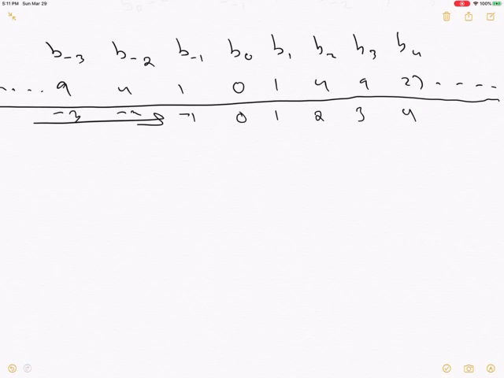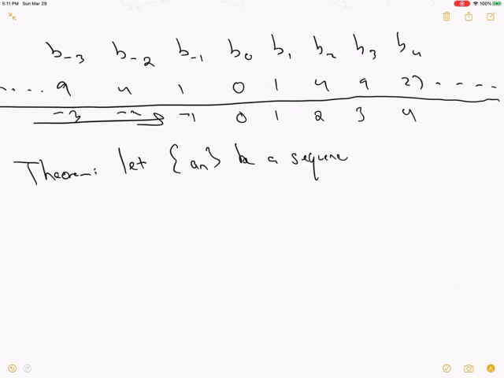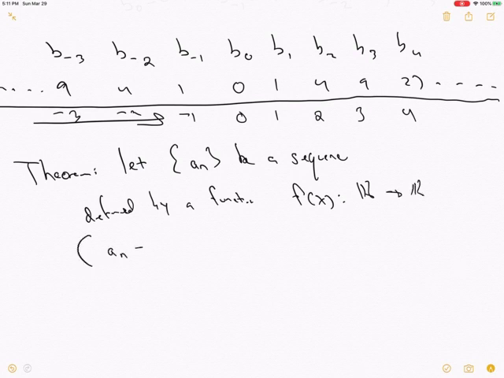Here's a tool that you can use. I'll state it as a theorem. Let a_n be a sequence that's defined by a function, say f of x, which we'll say goes from R to R. So what does that mean? That means that a_n is literally f of n.